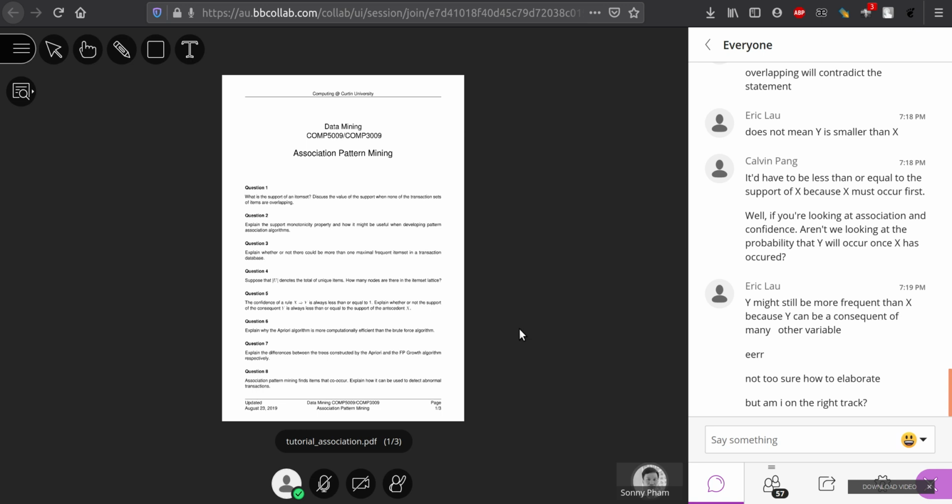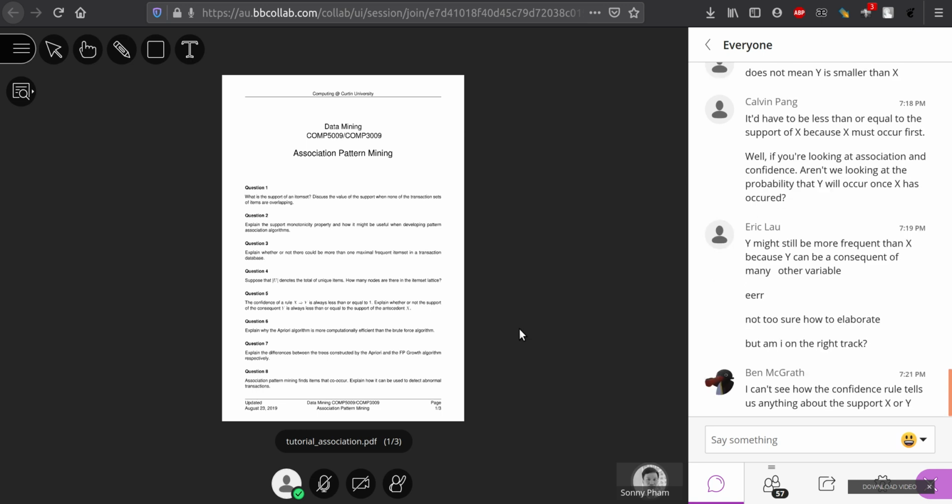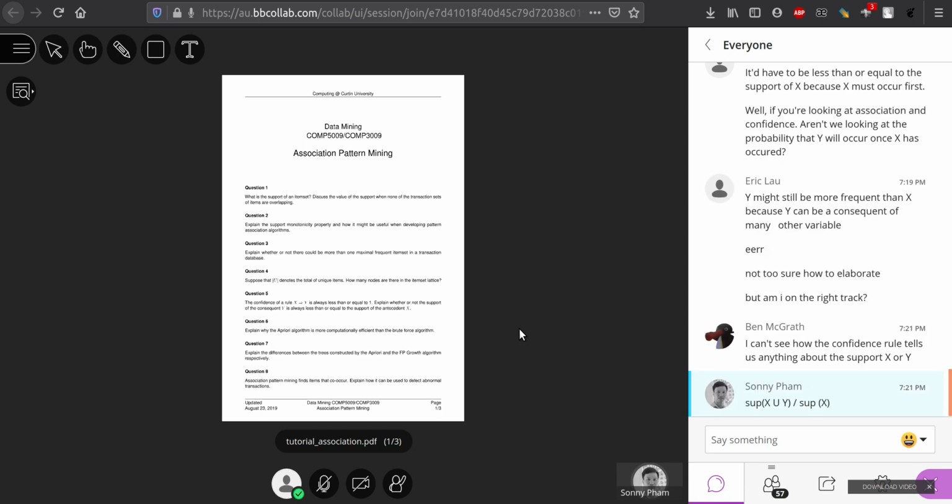Well, the answer to this question is that it doesn't matter, it doesn't mean anything at all, right? Because the rule is only concerned with the probability of x union y, that is, the support of x union y divided by the support of x. Even though this is less than 1, there's nothing we can conclude about which one is bigger, the support of x or the support of y.